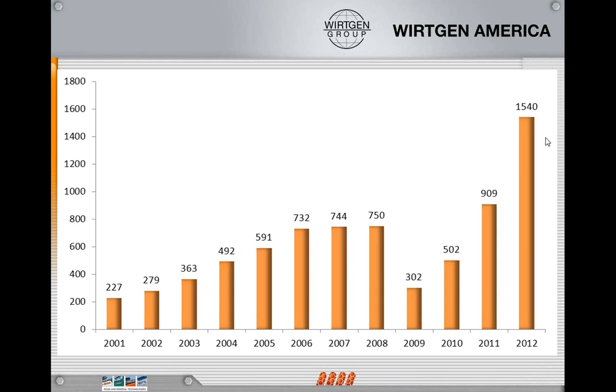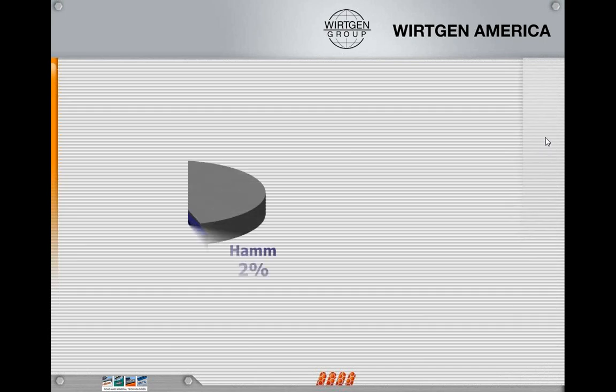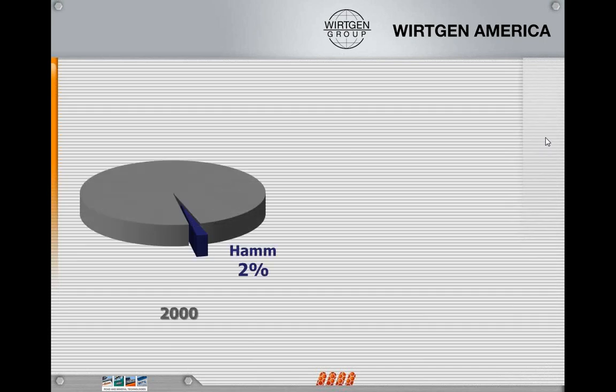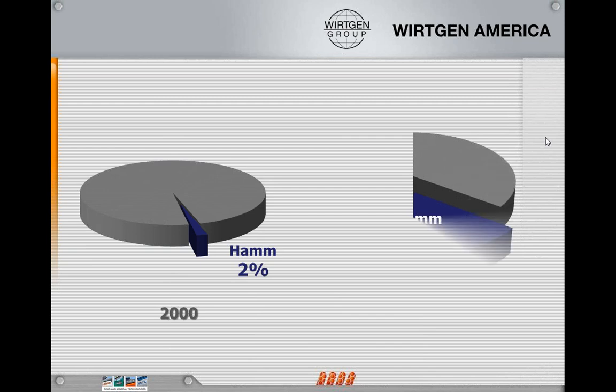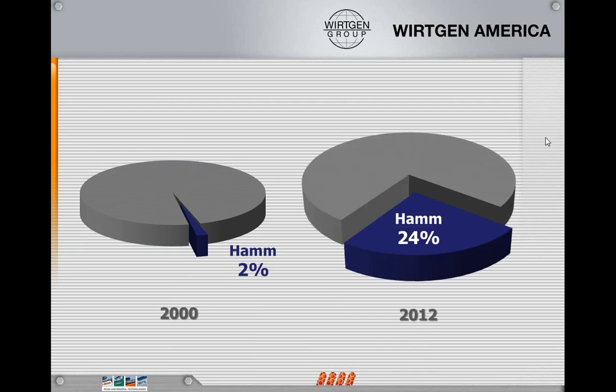Another thing about HAMM's history: when we first started out, those are the number of rollers that we sold per year. I think 2009 was a bad year for a lot of folks. But if you look at last year, that 1,540 is an estimate of what we did. We actually did 1,558. Based on where we started back in 2000, we were at about 2% of the market. This last year, we are up to about 24% of the market. So we are gaining a lot of recognition in the United States as being one of the leaders.